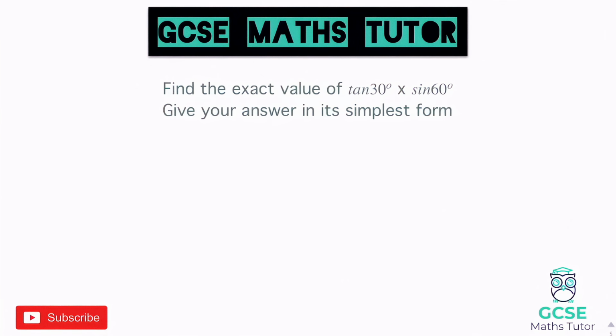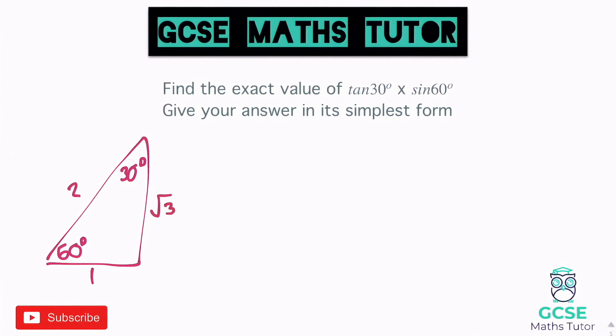Okay, so find the exact value of tan 30 times sine 60 and give your answer in its simplest form. Now if you had a question like this, obviously we'd have to start drawing out our triangles and work out what tan 30 and sine 60 is. Quite a nice one because you only have to use the one triangle for 30 and 60, and if you can remember some of them, you actually can just get away with doing half of the triangle, which is what I'm going to do. And we've got 2, 1 and root 3.